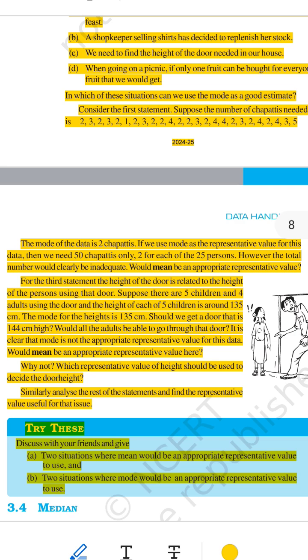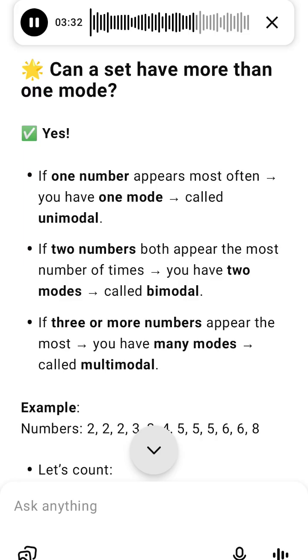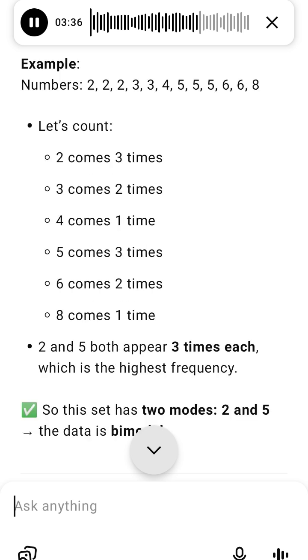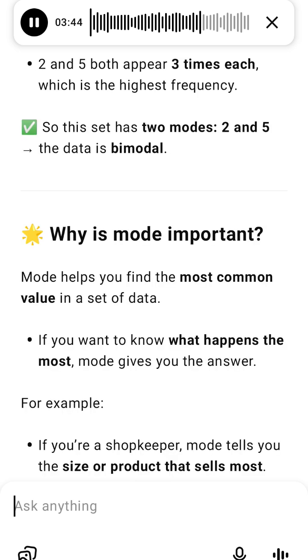Important facts about mode. Mode works for numbers or words, like scores, names, colors. Mode is found by counting how many times each value appears. Mode is easy to find, no adding or dividing needed. Mode shows what is most common, but not the average.